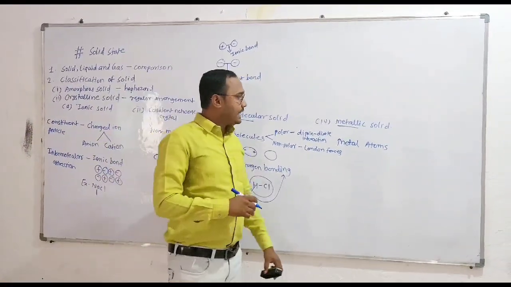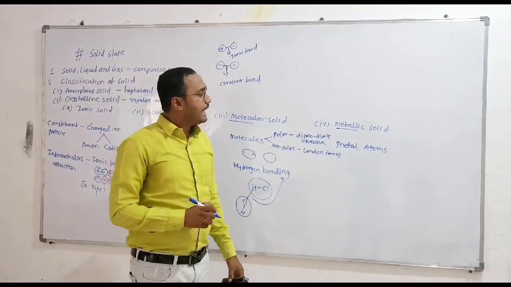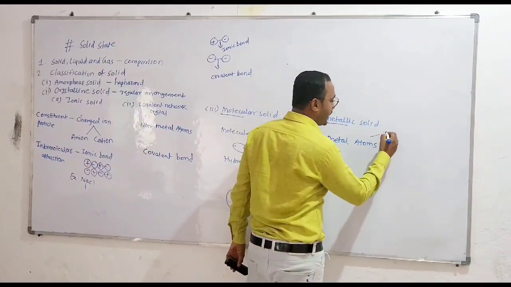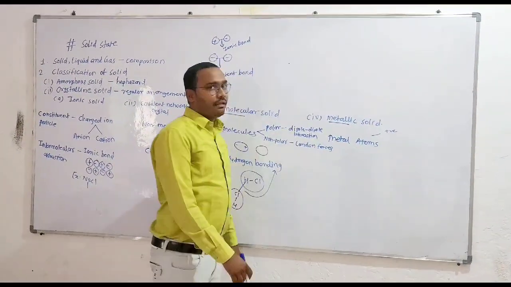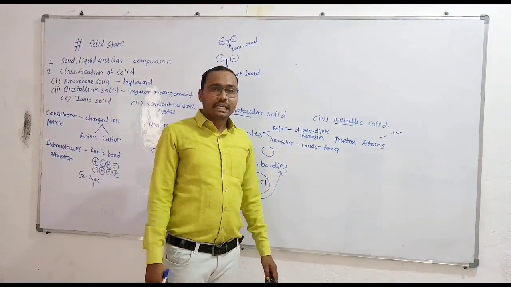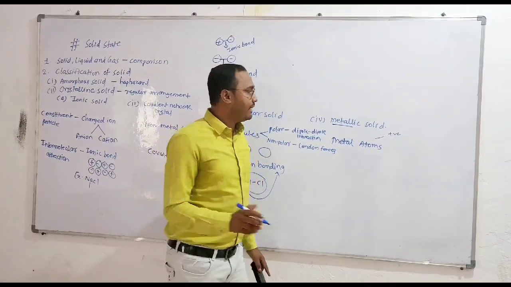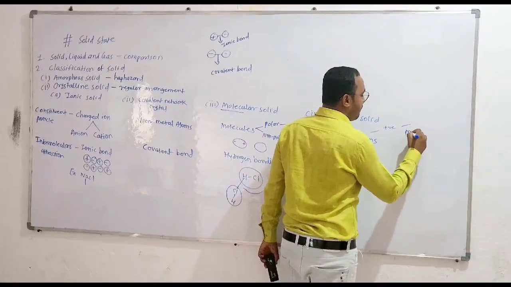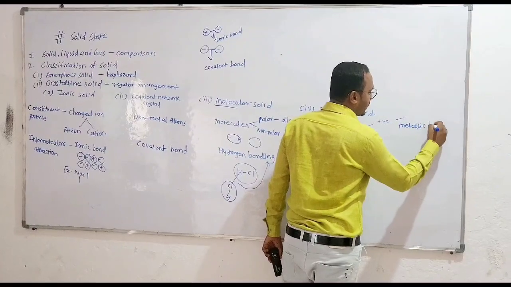In case of metallic solid, the constituent particles are metal atoms. Metal atoms means they are electropositive atoms. Whenever there are attractive forces present between the electropositive elements, the bond is called a metallic bond.